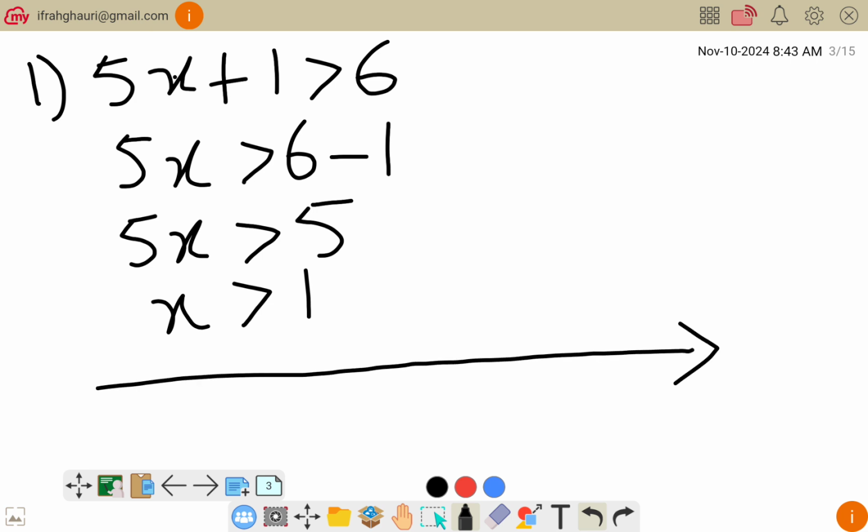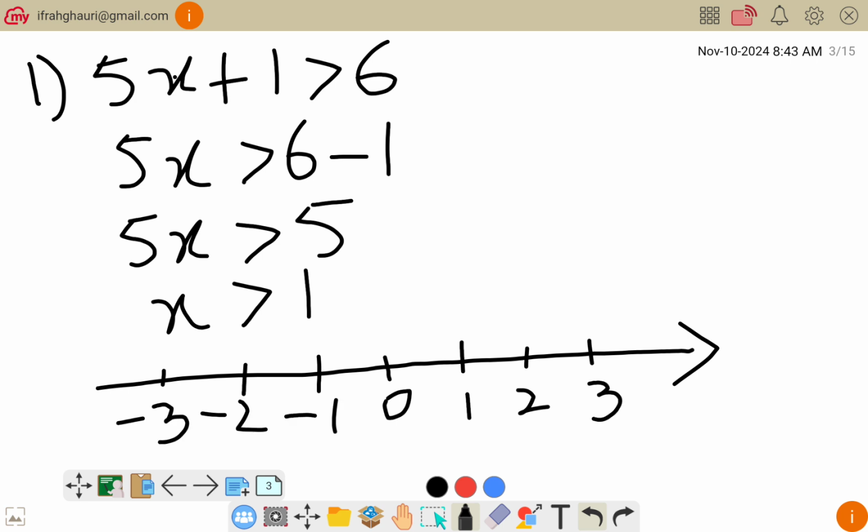How do I represent it on a number line? Minus 3, minus 2, minus 1, 2, 3. X is greater than 1. So this, it will be a circle. It will not be shaded. The circle will not be shaded because we don't have equal to. So x is greater than 1. So this is how it is represented on a number line.